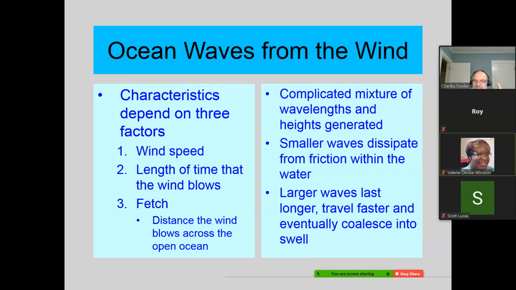Now, it's a really complicated mixture of wavelengths and wave heights that are generated because of varying wind speeds, varying length of time that the wind blows, and varying fetch over which the wind blows. So if all those are changing almost constantly and instantaneously, you really get a complicated mixture of wavelengths and heights generated. Now, smaller waves dissipate from friction within water.